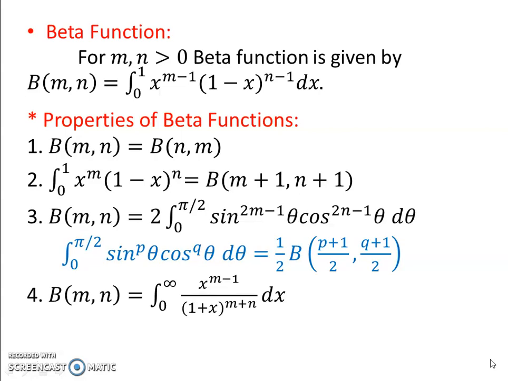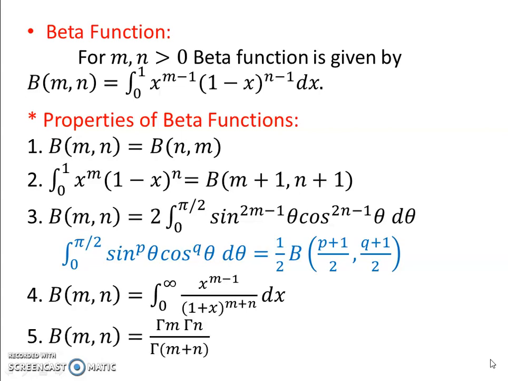The next property is beta of m, n equals integration 0 to infinity x to the power m minus 1 upon (1 plus x) to the power m plus n dx. This property we will prove in one of the examples on beta functions, so currently I will not give you the proof. If you look at the limits, in the original definition the limits are 0 to 1, here the limits have changed from 0 to 1 to 0 to infinity, and the terms change in this format. We will prove this property in one of the examples.